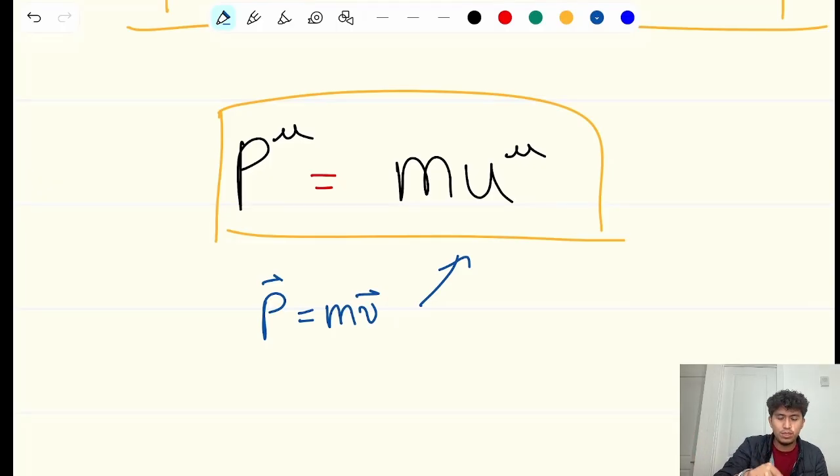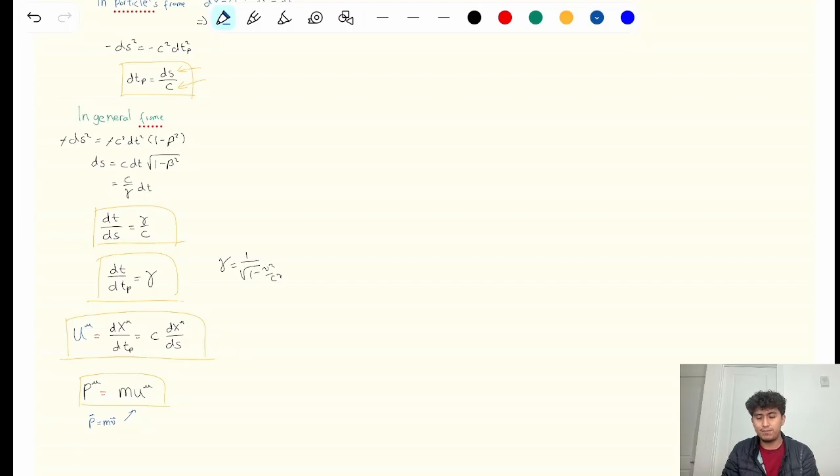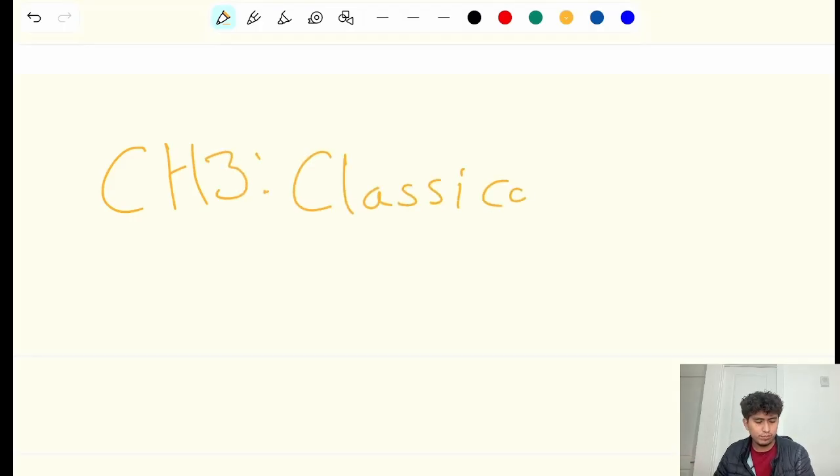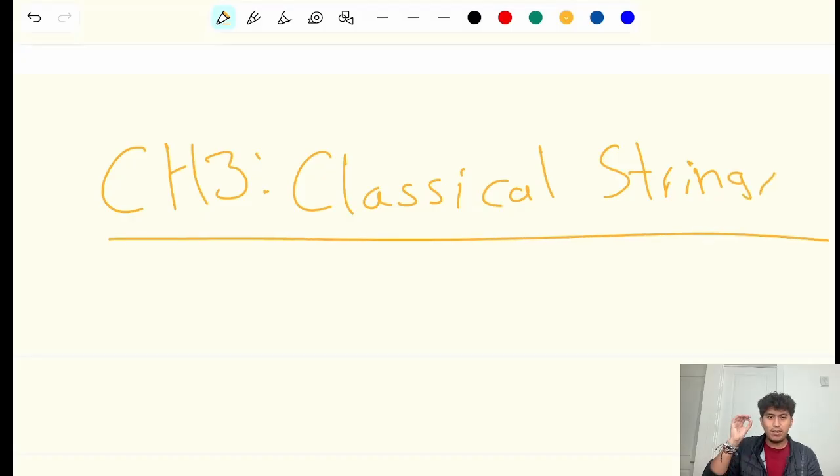Now let's go into classical mechanics. Let me put a new section here. Chapter 3 is going to be classical strings. Now let's take off our hat of special relativity. There's no more stuff like time dilation and length contraction for this lecture. Next lecture we're going to come back, but for this lecture, I just want to introduce you to strings. Let's go back to F equals ma, Newton's equations, very classical stuff.